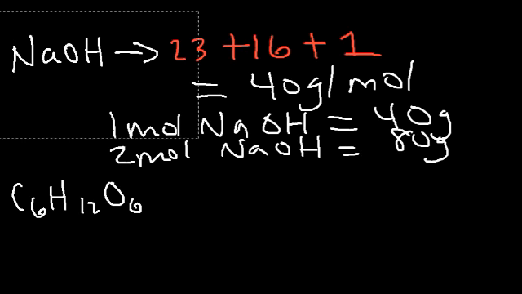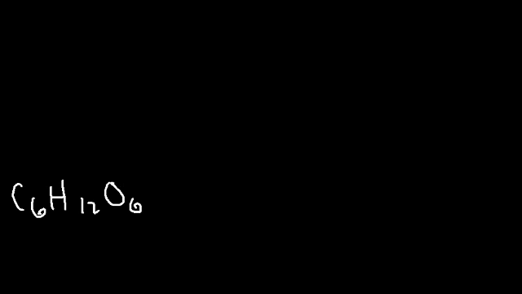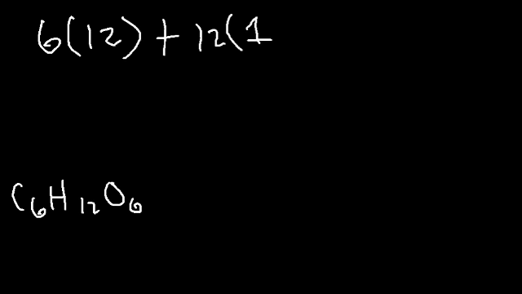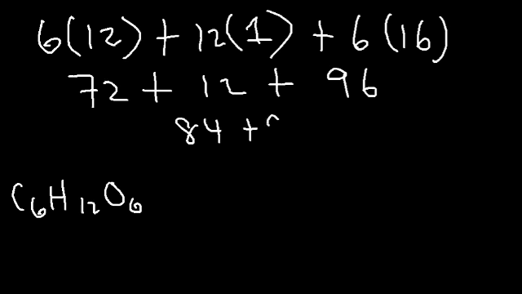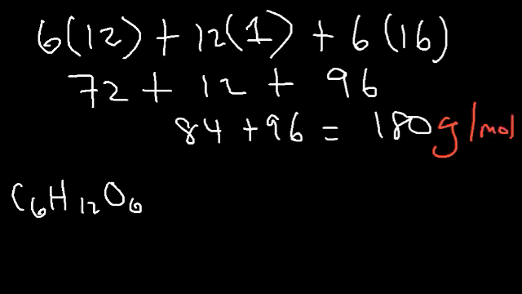Now what about the molar mass of glucose, C6H12O6? Now what's the answer? So there's 6 carbon atoms, each with an atomic mass of 12. There's 12 hydrogen atoms, which has an atomic mass of 1, and 6 oxygen atoms, each with an atomic mass of 16. 6 times 12 is 72, and 6 times 16 is 96. 72 and 12, that's 84, and 84 and 96, that's 180. So the molar mass of glucose is 180 grams per mole.